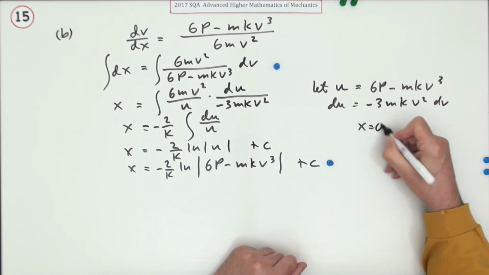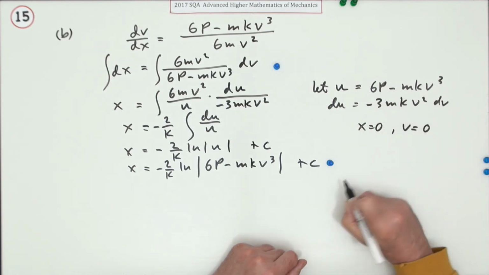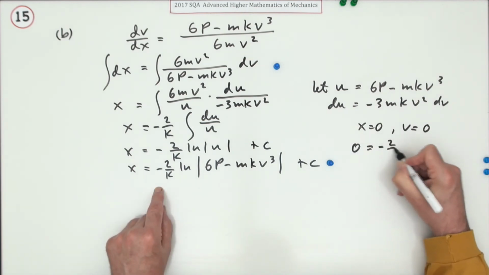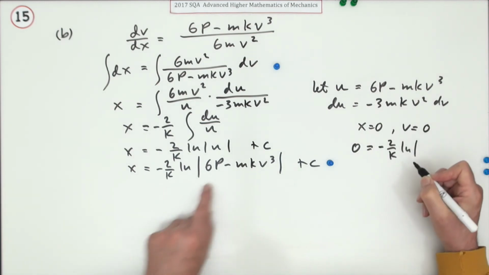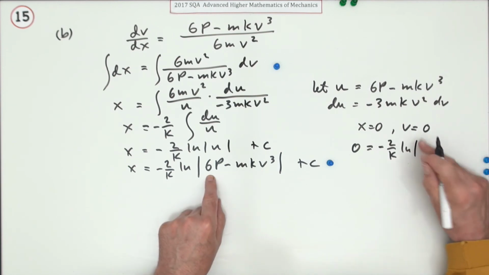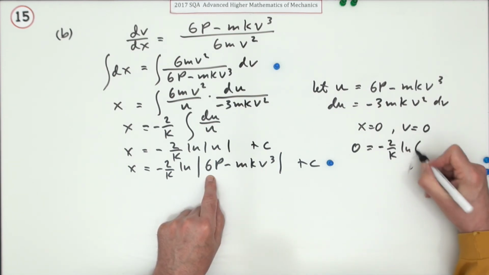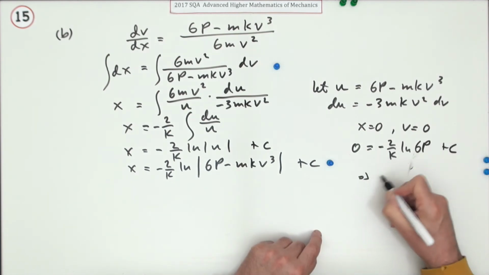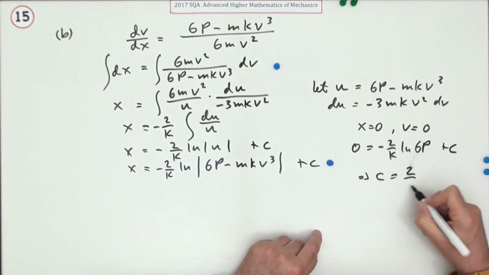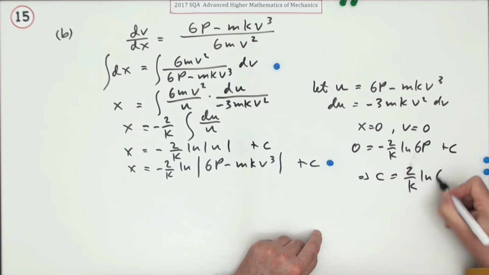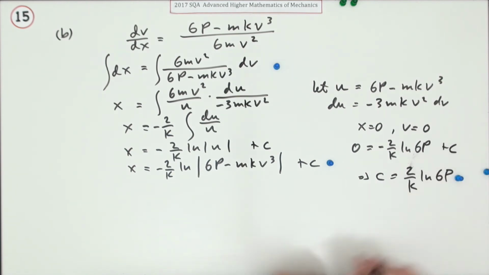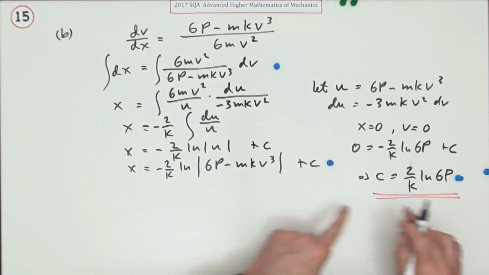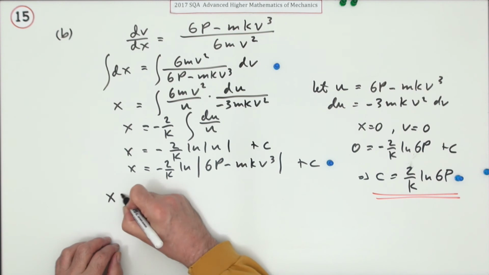Initial conditions. When x is 0, v is 0. It starts from rest. So when x is 0, ln of, v is 0, so it's just 6p. In that case I don't really need the absolute value, because 6p is definitely positive, plus c. Well, there you go. c is equal to 2 upon k ln 6p. There's a mark for that. Now just pop it back in and here's your answer.